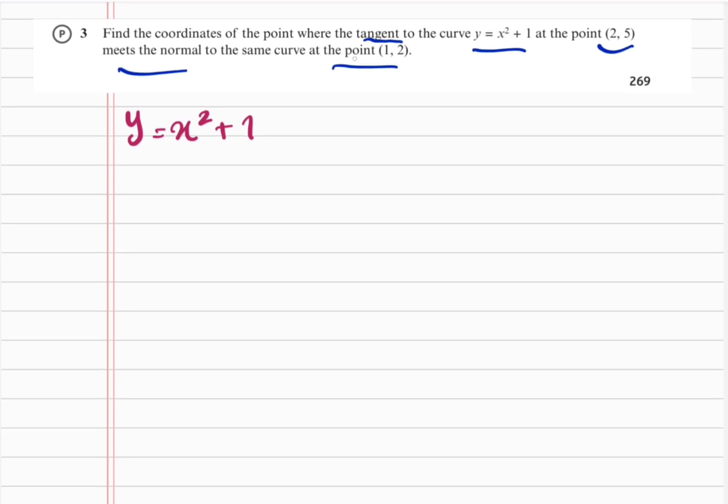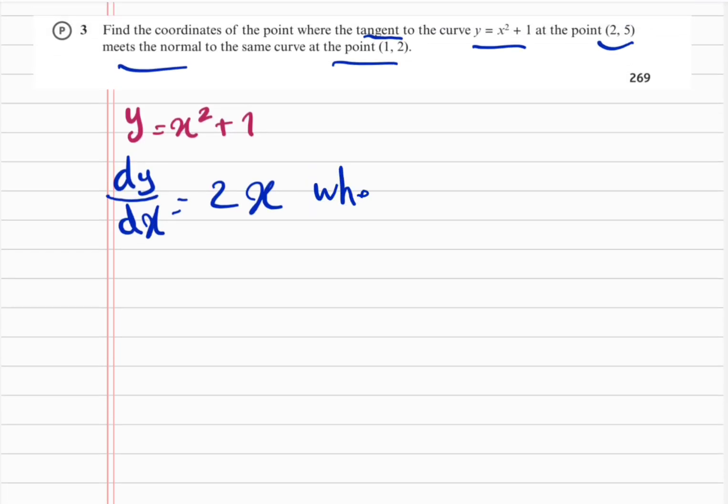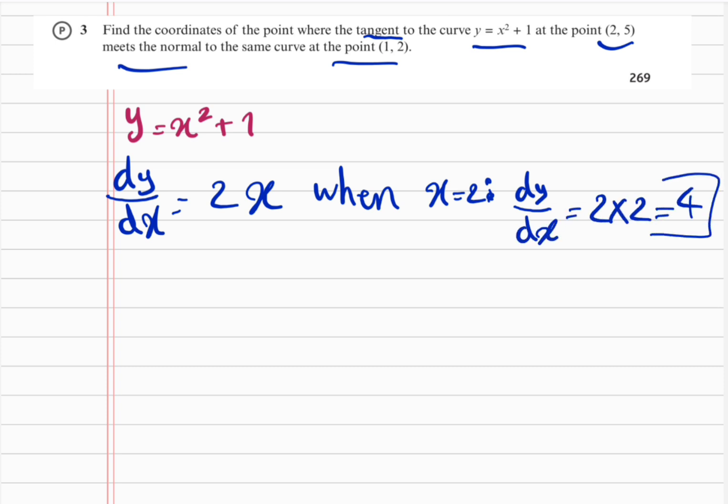Now, in order to find the equation of the tangent, we first need to differentiate the equation of the curve. So dy/dx is equal to 2x. And remember that the tangent is at the point (2, 5). So when x is equal to 2, we substitute 2 into the equation of the gradient. So dy/dx is equal to 2 times 2, and that is 4. So 4 is the gradient of the tangent line.